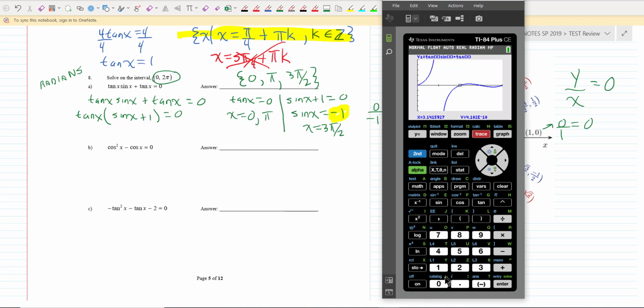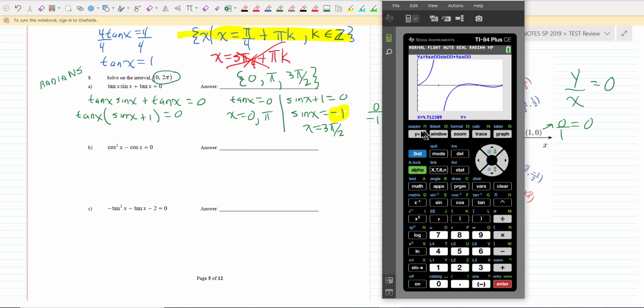Our first answer was 0. So notice that y is 0 and x is 0, that point right there. The next thing I'm going to trace is pi. Notice when x is pi, y is 0, so that verifies that. And then the last answer was 3 pi over 2, so I just put in 3 pi over 2. Same thing happens, okay. I think I put the wrong thing in there, didn't I?